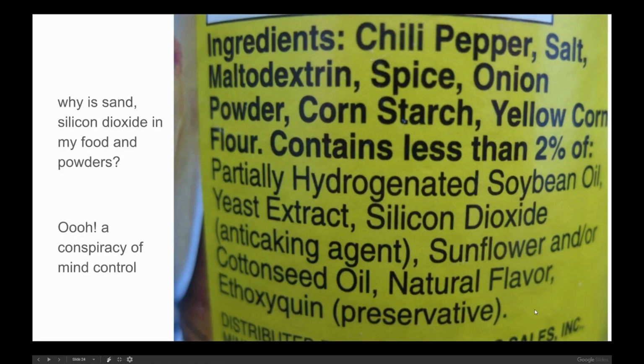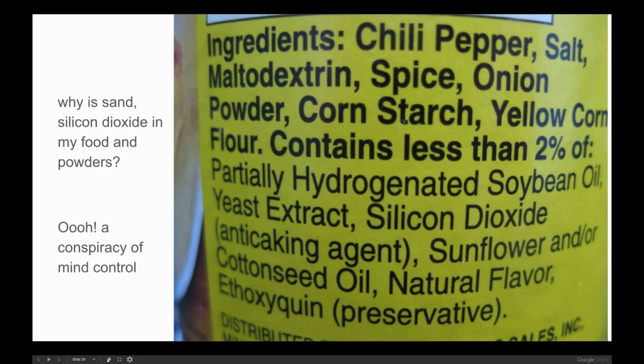Now, this is the part that really flips me out. Here's somebody's chili powder. It's chili pepper, salt, maltodextrin, spice, onion powder. And then we keep on going down the list. Partially hydrogenated soybean oil, yeast, silicon dioxide. What the heck is silicon dioxide doing in my food powder? They put sand in the food powder.